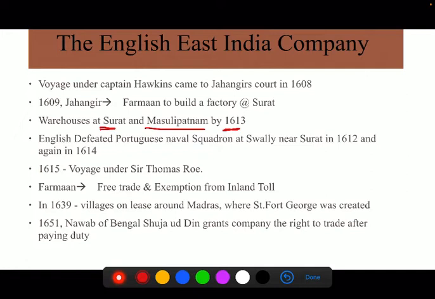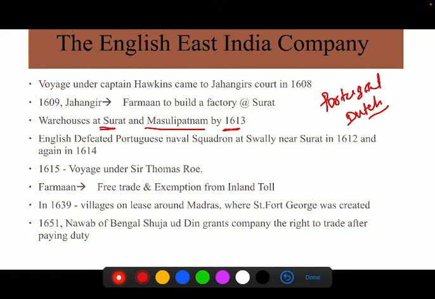Meanwhile, the policy of the British at that point of time: their intention was to do the trade, it is clear, but they also wanted to establish supremacy over trade. They didn't want any other European power to be there to do the trade. So their first target was to remove other European powers. What are the other European powers present at that point of time? Portugal and Dutch. French are not present at that point of time.